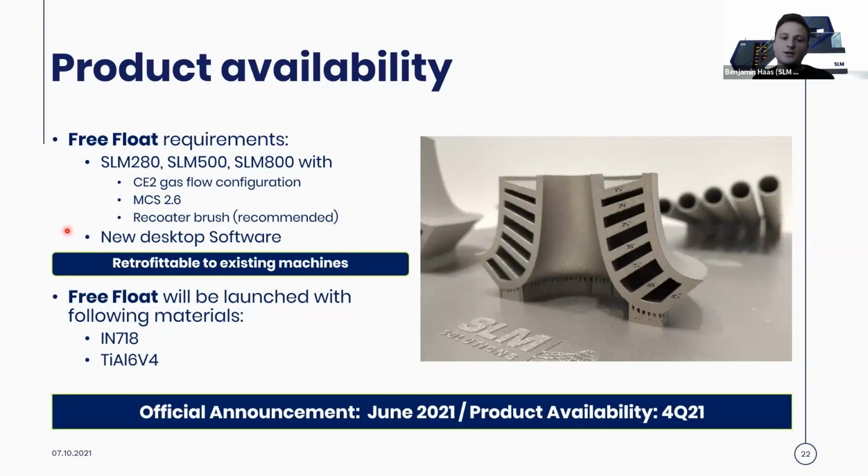And we're going to start with two materials first. So Inconel 718 and Titanium 6.4 are going to be the first two officially released materials. We're going to add more materials, of course, over time, but we decided to focus on these two for the start. So we officially announced FreeFloat in June of this year. We're going to release it in the 4th quarter of this year. But to be a bit more precise, this is going to take place in the following week. So we're very close before product release.